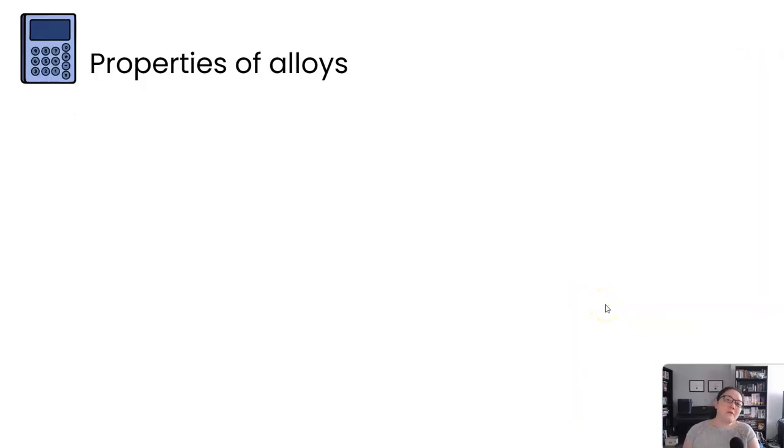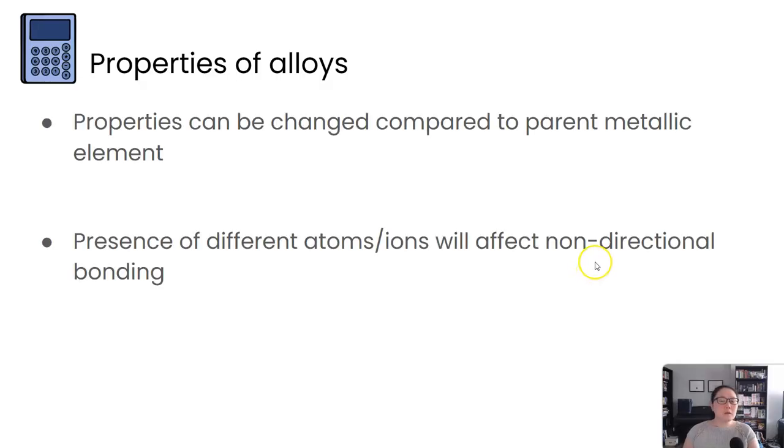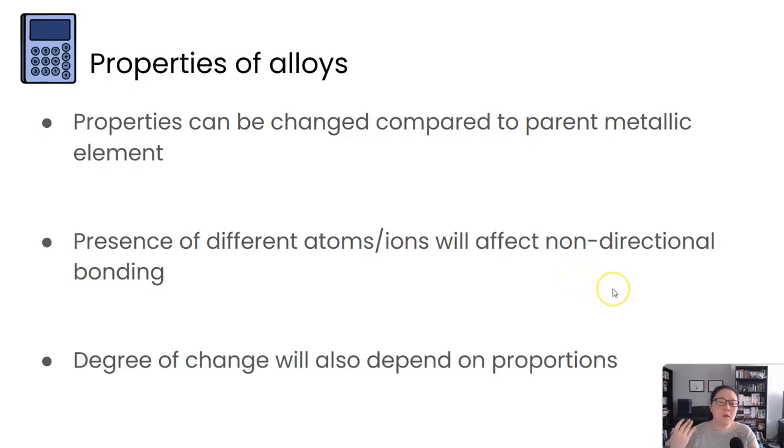Alloys can also have different properties from the original metals that you have. Now, these properties will change quite a bit. One of the big things that it's going to change is that non-directional bonding aspect of the original metal. And how much of a change you get is also going to depend on the proportions that you have.